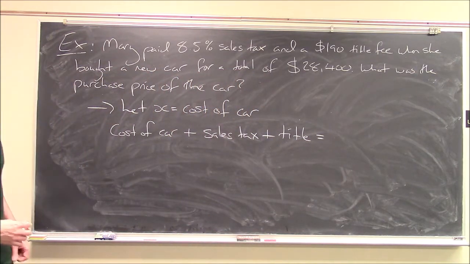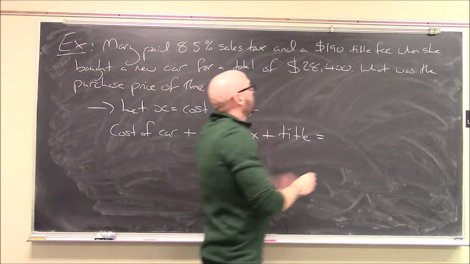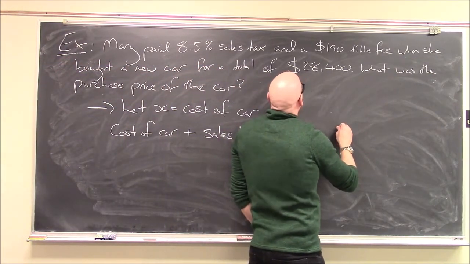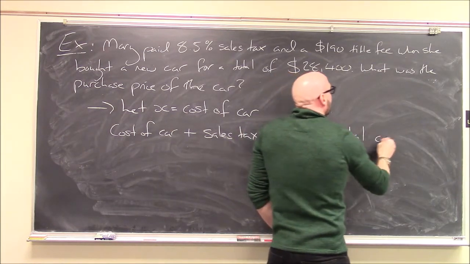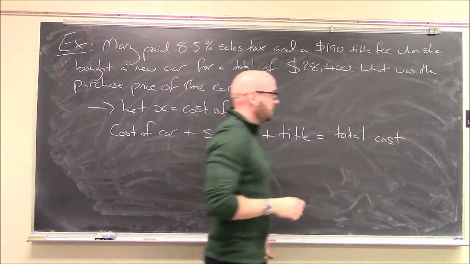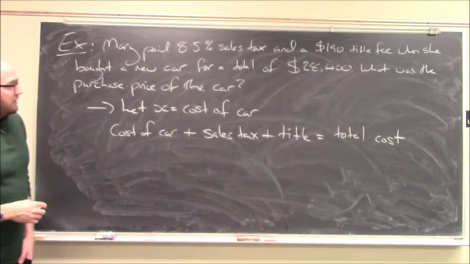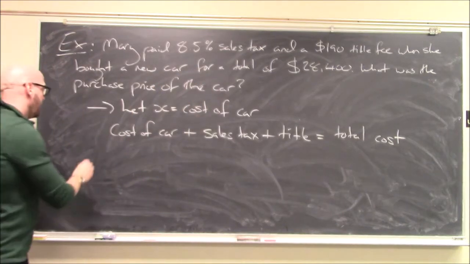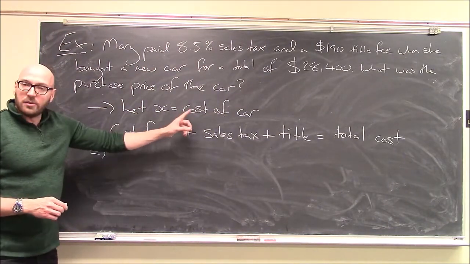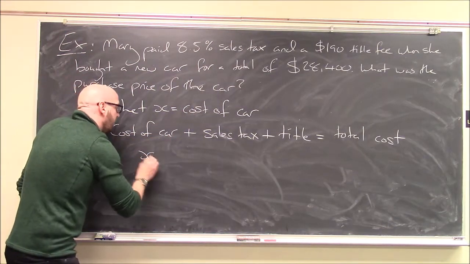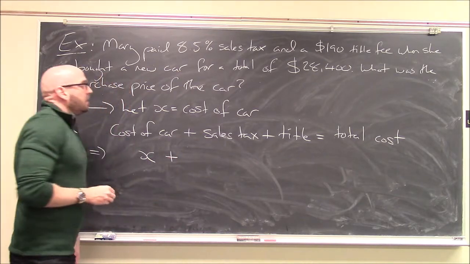Well, I know what that equals. I know that that happens to equal $28,400. So let me just write this as the total cost. We'll throw the numbers in the next line. So all three of those things together is the total cost of the car. Well, now let's replace these with our variables. The cost of the car, that's what we're calling x. So that's x.